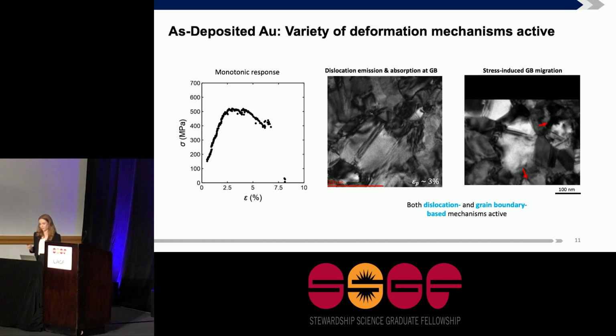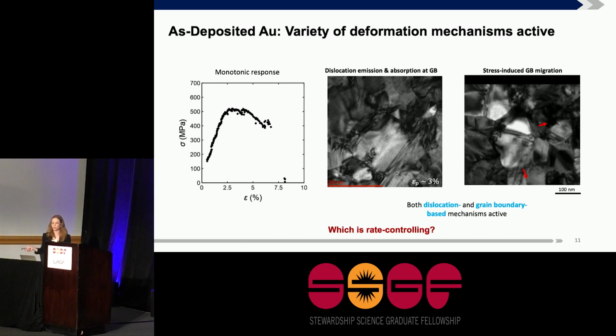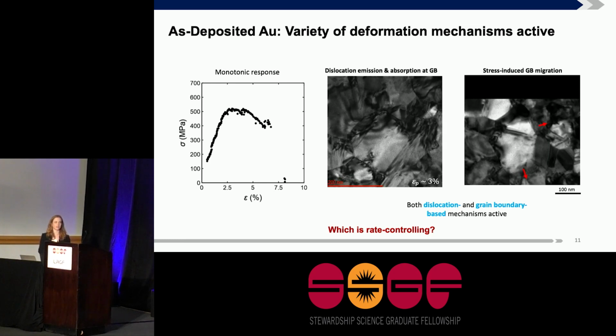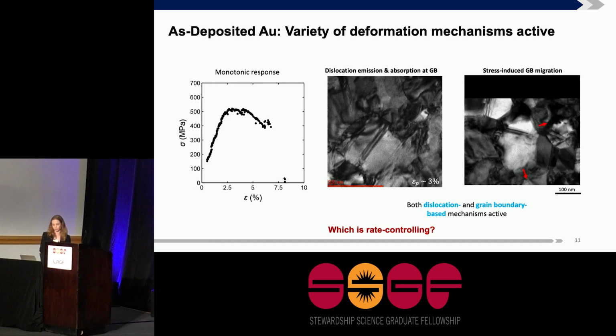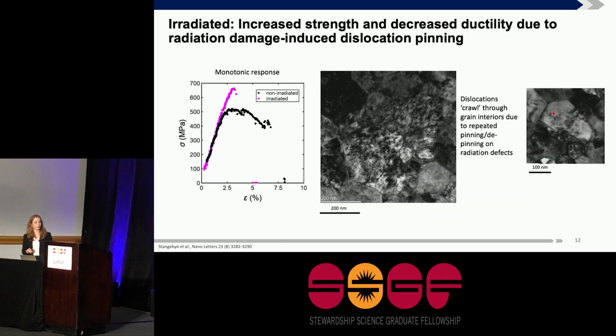What happens after irradiation? Oh, and what is the rate controlling? So we have multiple different deformation mechanisms, but which mechanism is the rate controlling mechanism that's basically controlling the deformation, or basically controlling the mechanical properties? What happens if we irradiate?